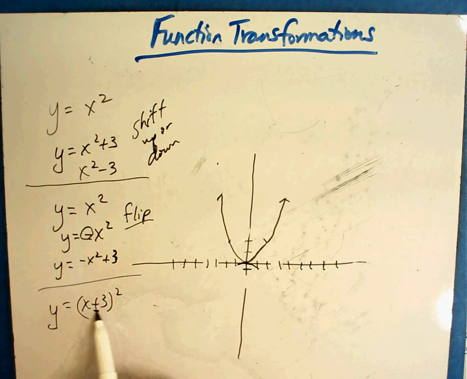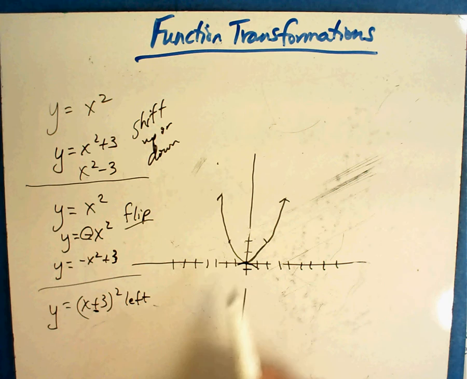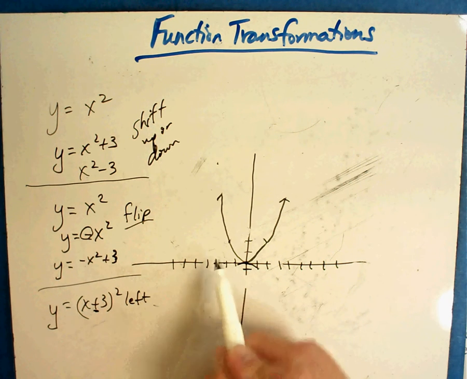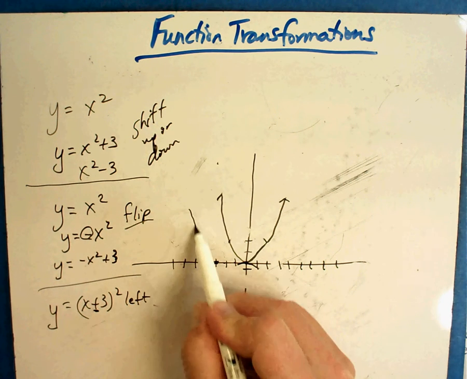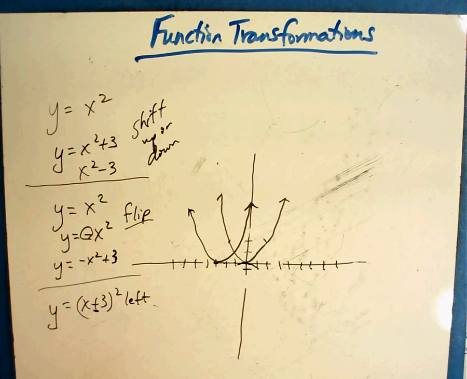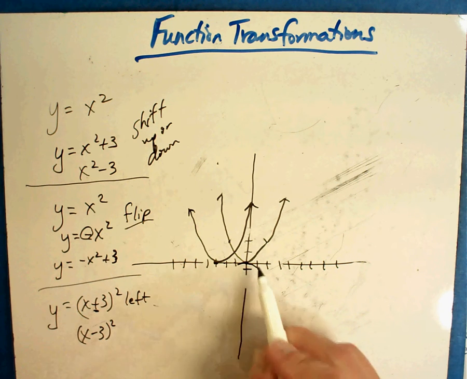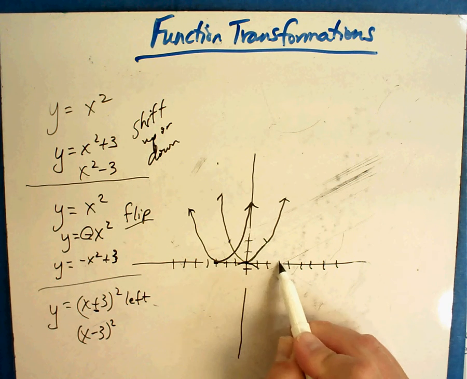If this is a positive, it's going to move the opposite. It's going to move left. It's going to all move 1, 2, 3 to the left. My picture looks like that. It's the opposite of what you think. So if you had x minus 3 squared, it's going to move 3 to the right.